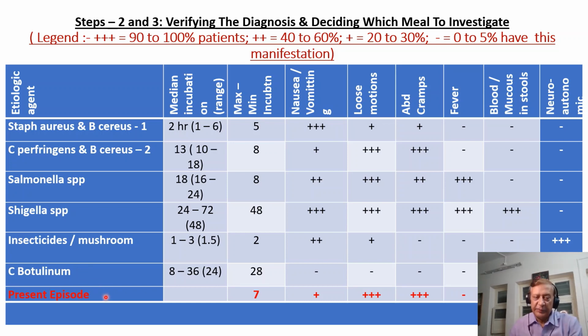And in our episode, what we have discussed till now is that the range of incubation period we found was 7 hours. Nausea and vomiting was present in only about 3 to 5% of the cases. Almost 100% of cases had both abdominal cramps and loose motions, while the other symptoms of fever, blood, mucus in the stools, and neurological symptoms were missing in our episode.